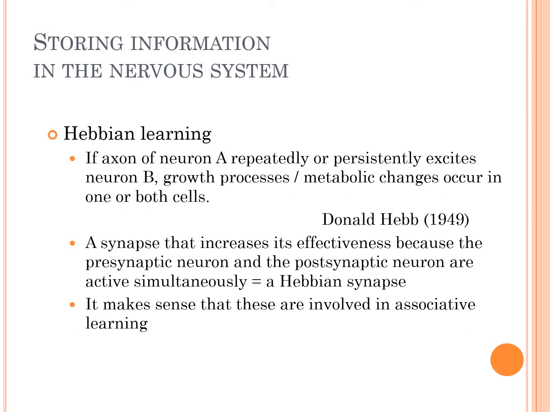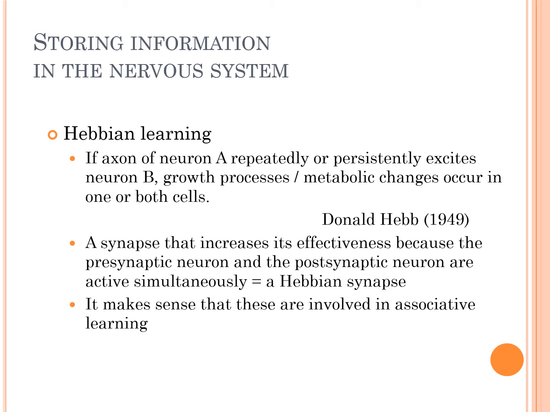Okay, so the nervous system has to be adaptive. It needs to be able to change if we are to learn new information. When we look at the storing of information in the nervous system, it's often discussed as Hebbian learning. Donald Hebb in 1949 was quoted as saying, if the axon of neuron A repeatedly or persistently excites neuron B, growth processes or metabolic changes occur in one or both cells.